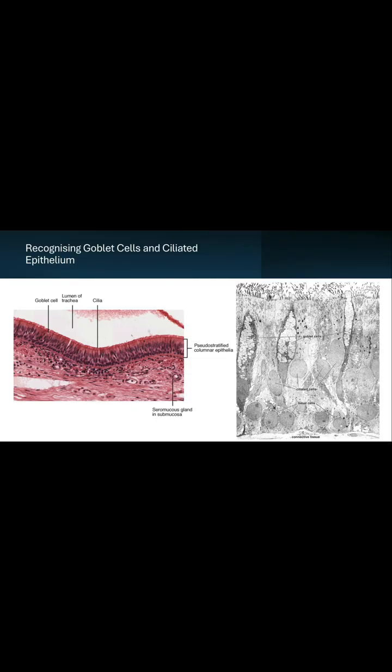Moving on to recognizing goblet cells and ciliated epithelium. These are a little bit easier to recognize because we can see here the pseudostratified columnar epithelium of the trachea. Here we have the lumen. You can see the cilia are like little hairs on the surface of the cells. And the goblet cell here is quite difficult to recognize when you're looking at the rest of the ciliated epithelial cells.